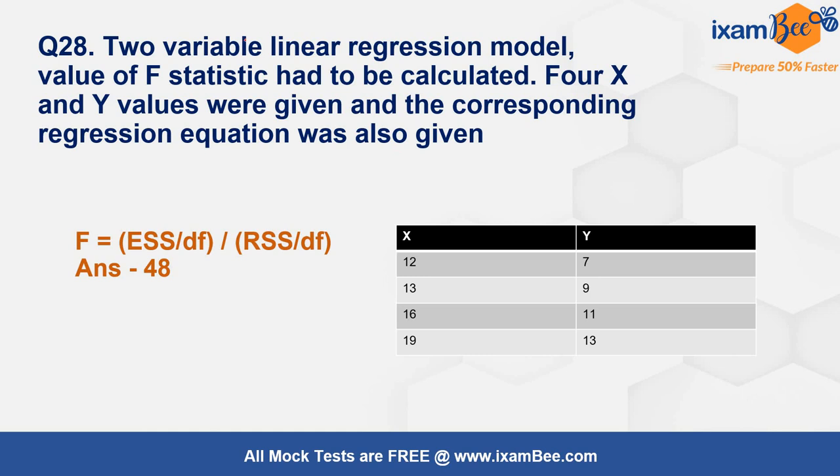Next question was that you have to find the F statistic value from the data given. You were given X values and Y values, and from these you have to find out the F statistic. So F statistic is ESS upon degrees of freedom divided by RSS upon degrees of freedom, or you can also write R square upon 1 minus R square divided by the degrees of freedom. This would also give you the F statistic. So you can use either of the two formulas, and it was coming out to be 48.